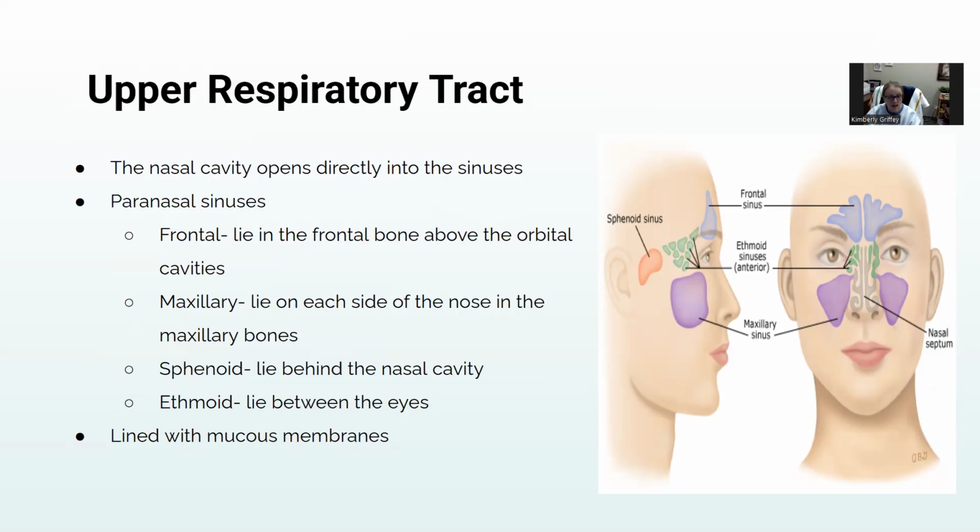Then your sphenoid sinuses are going to lie directly behind the nasal cavity. And this is where you get all that pressure up in your head. And then you have the maxillary sinuses that lie on each side of the nose. So these are the sinuses that will be really painful whenever you have a sinus infection. And these are all still lined with mucous membranes. And these membranes have immunoglobulins that help fight infection.